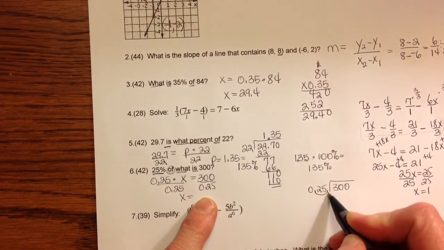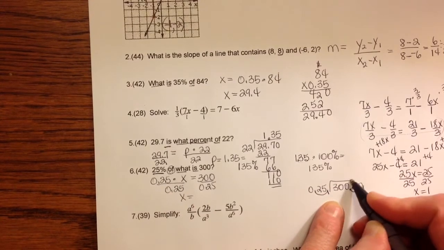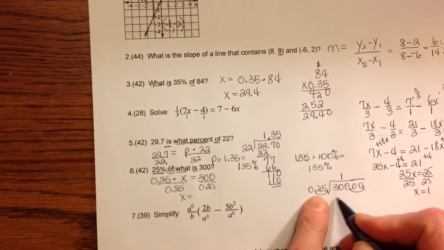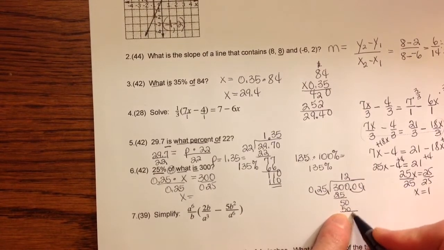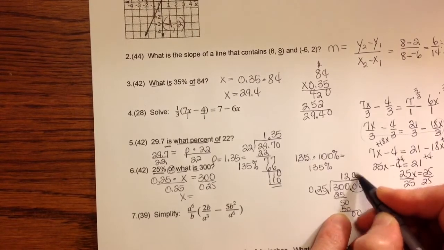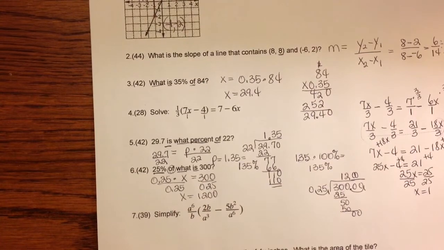Okay, I need to get rid of my decimal in my divisor. Well, when I do that, I'm going to have to move it over to here. 25 goes 1 time. 25 goes 2 times. So at that point, all I'm doing is bringing down zeros and dividing. And so x is equal to 1,200.